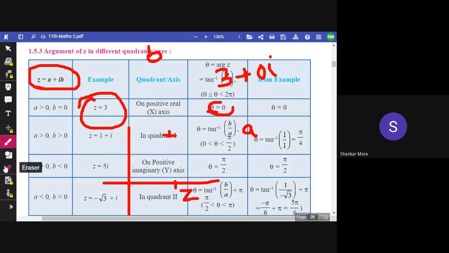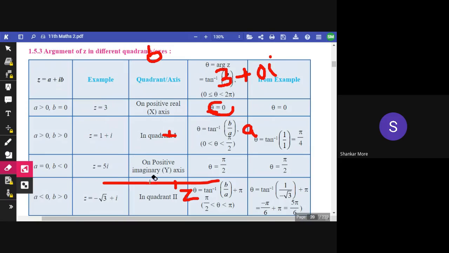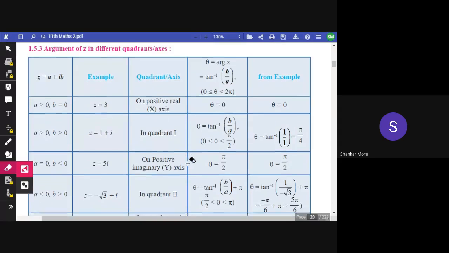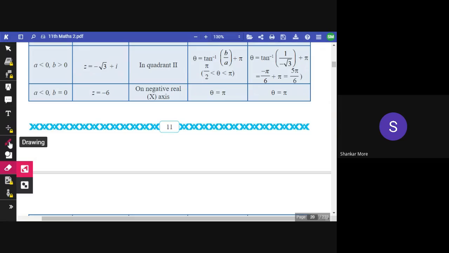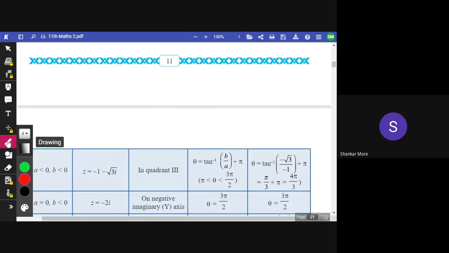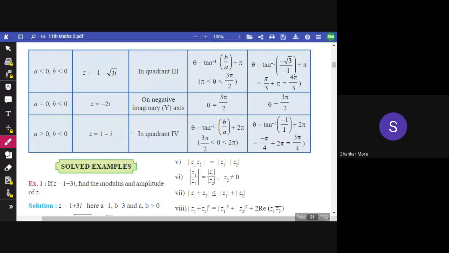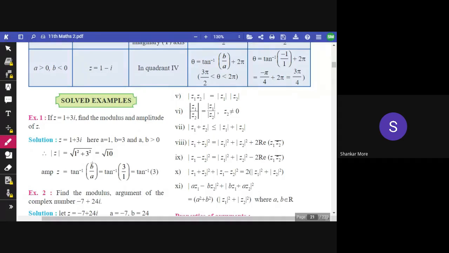So this is how a few examples of complex numbers are given, and you have to verify where the complex number lies and what its angle is. This is all given in the chart. It's nothing new, you can understand it. If you have any doubt, you can ask me in the next class. So this table is for self study. Now for solved examples.